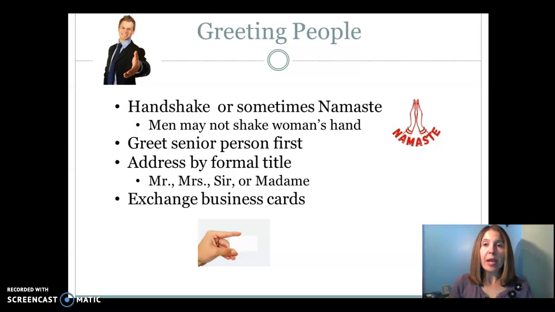It is always proper etiquette to greet the most senior person first, and Indians place importance on their formal titles. So when you're meeting someone, it is proper etiquette to address them as Mr. or Mrs. If you're not sure of their name, then use Sir or Madame. And then proper business etiquette is to exchange business cards, to briefly glance at it and then put it away.